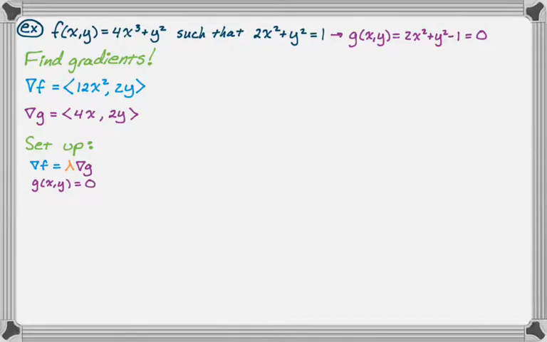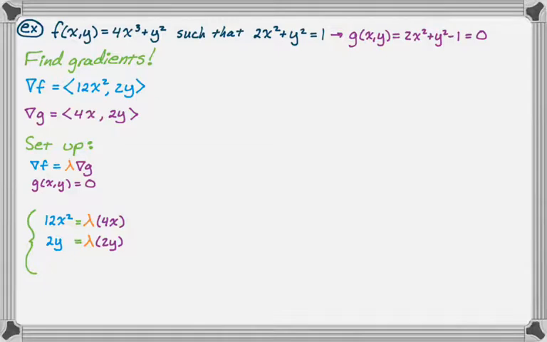So let's actually write the system. Partial x equals lambda partial x, so 12x^2 = lambda times 4x. And then partial y equals lambda partial y. This one's kind of interesting: 2y = lambda times 2y. So that's true for all y, so we'll see what happens there.